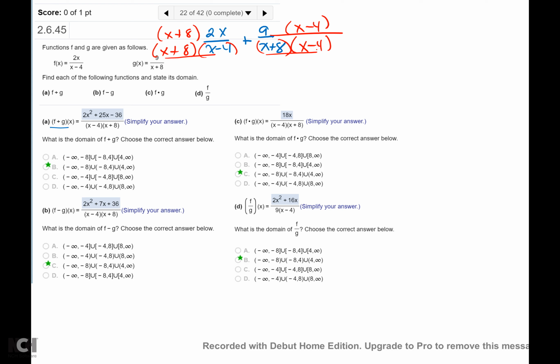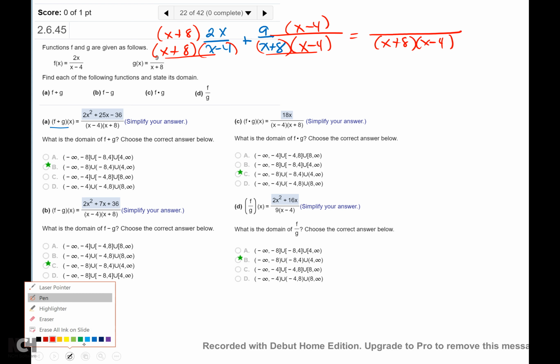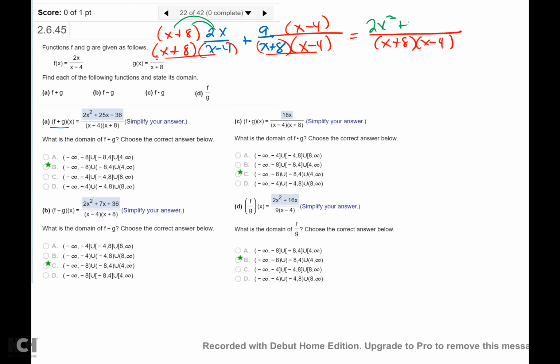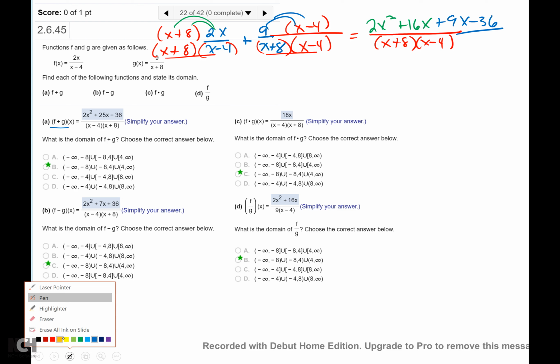And now, do the denominators have the same factors in it? Yes, they do. So I'm going to keep that denominator, x plus 8 times x minus 4. And I'm going to do the numerators, which says 2x squared plus 16x. This one says plus 9x minus 36. So now if I combine like terms on top, I get 2x squared plus 25x minus 36 over x minus 4 times x plus 8.